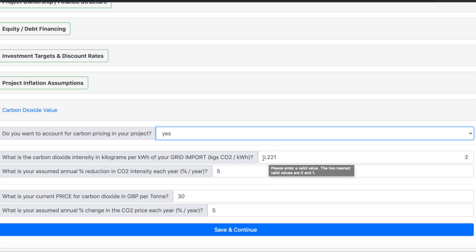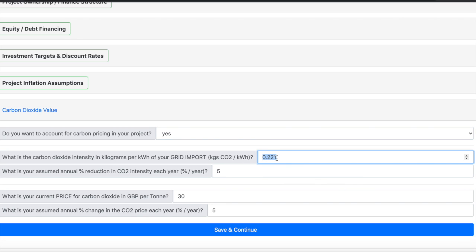Now, then what we need to do is then know at what rate is that carbon intensity going to reduce or possibly increase over each year. So in this project I'm assuming that the rate of carbon will reduce by 5% a year, but you can change that, you can put whatever you want. If it's going to increase, we just make that negative. So if I thought it was going to increase by 5% a year for whatever reason, then I put minus 5%. However, I'm not going to assume an increase, it's going to go down. So we're saying 5% per year, it's going to go down.